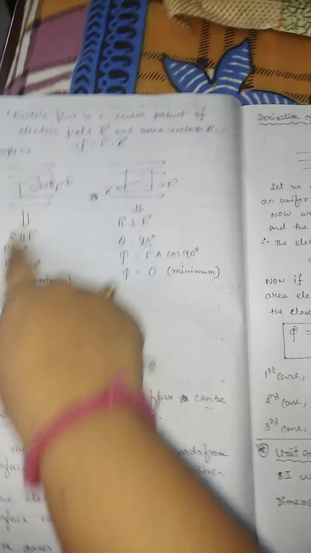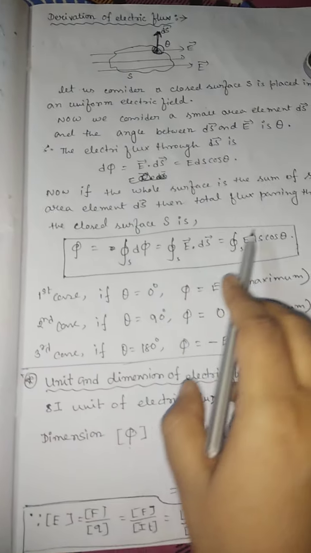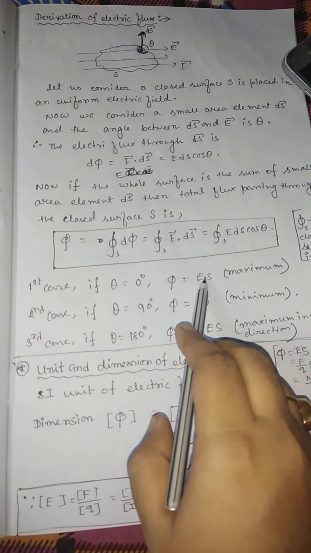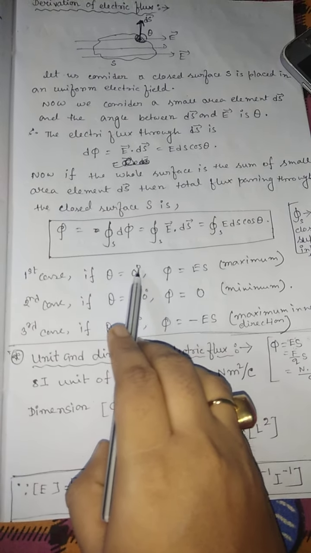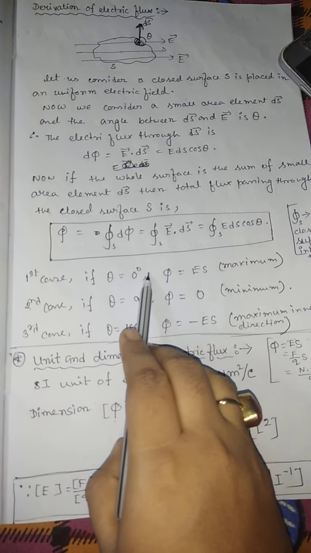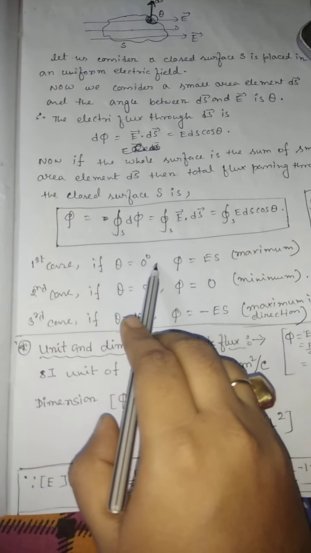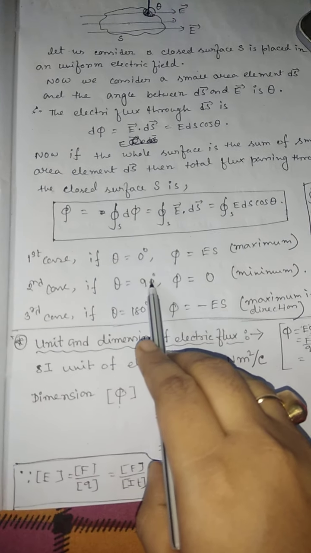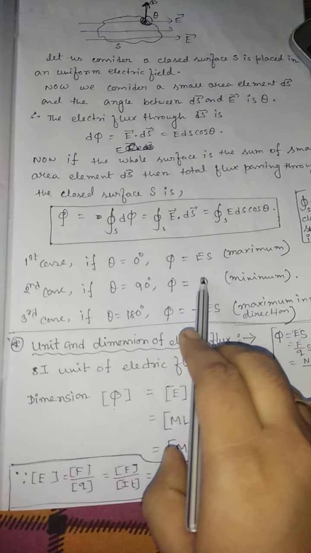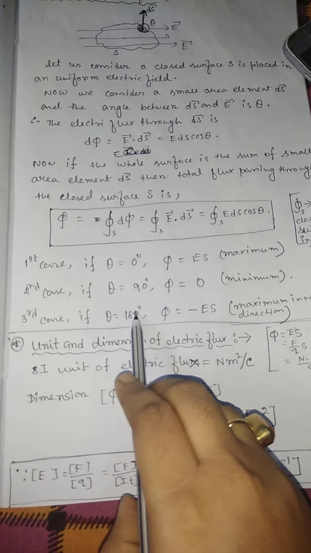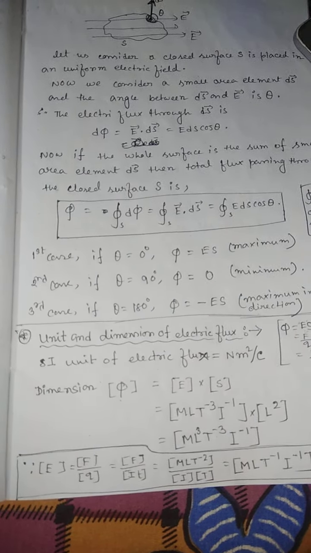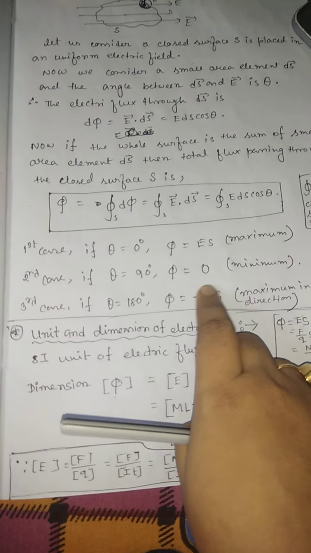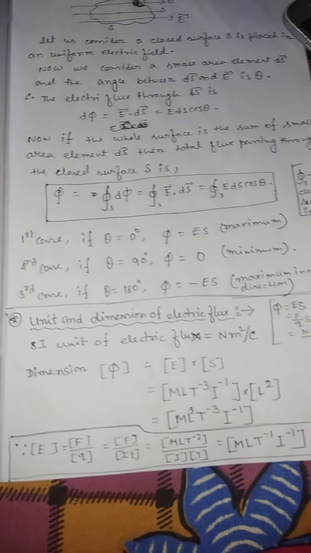Now, the same as in the three cases we explained before, here also the same thing. First case, if theta equals 0 degree, phi is maximum. Theta equals 0 degree means E and A, the area vector and electric field vector, are parallel to each other. 90 degree means both are perpendicular to each other, phi equals 0. Theta equals 180 degree means the area vector and electric field vector, or electric field lines, are anti-parallel to each other. We get the maximum but in a negative direction.